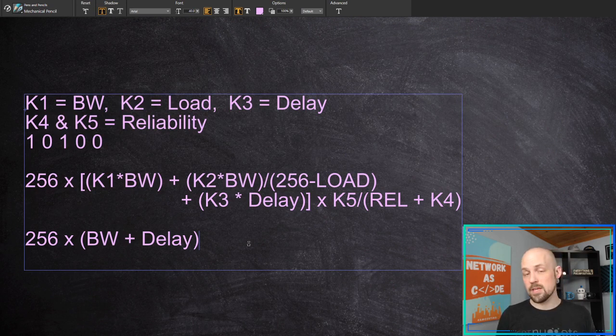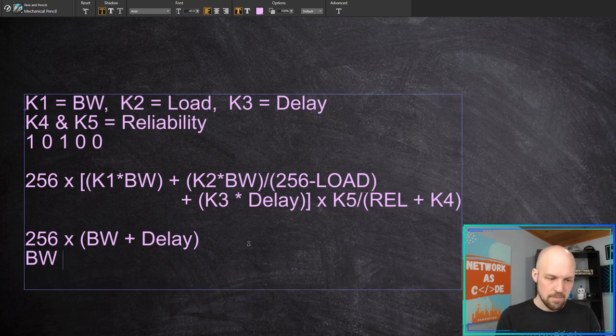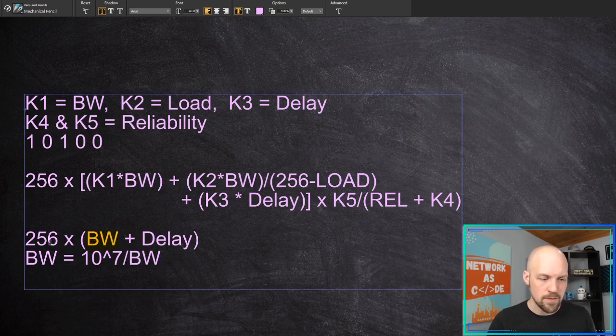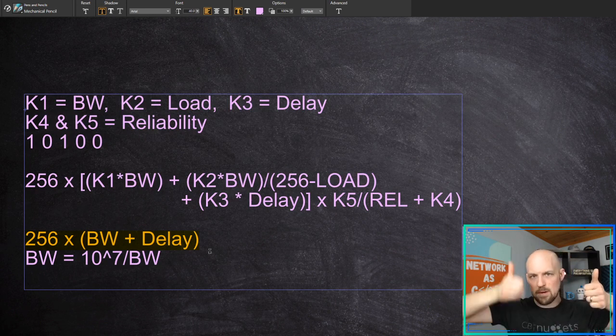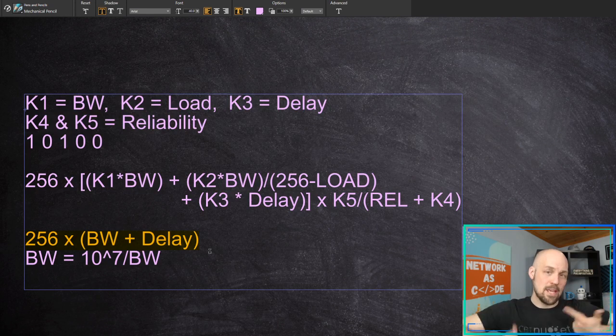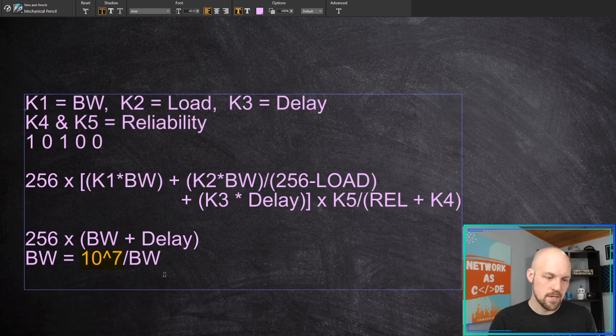Bandwidth is in kilobits per second, and technically it's like an inverse. Let me write this out. Remember that reference bandwidth conversation? It's 10 to the 7, which is 10 gig, divided by the actual bandwidth of the link. If this algorithm is just straight up what we use, then the higher the bandwidth, the higher your metric. Well, we don't want the metric to go up as your bandwidth goes up. You want the metric to go down as bandwidth goes up. So we have to somehow invert that value, and the way we do that is we divide it into 10 to the 7th.